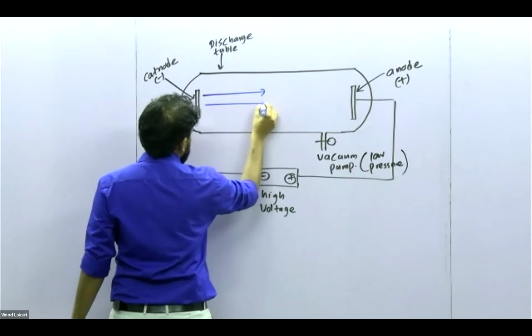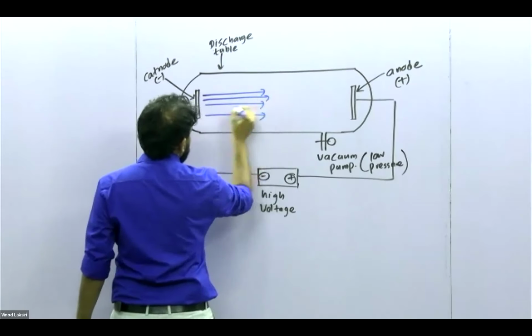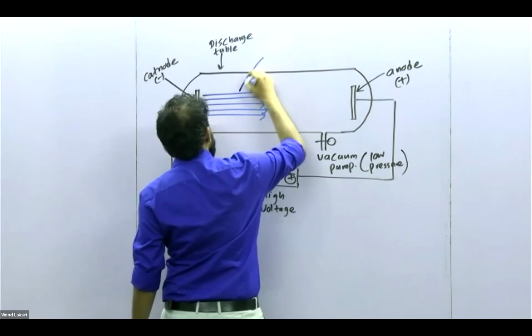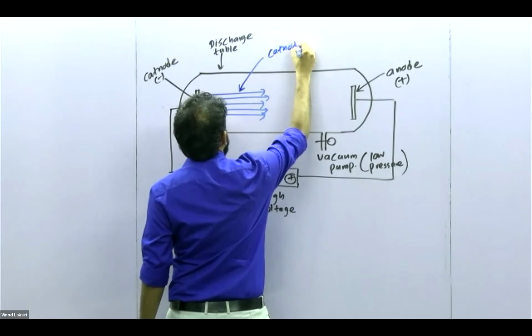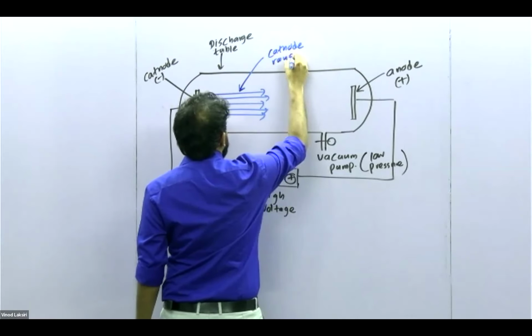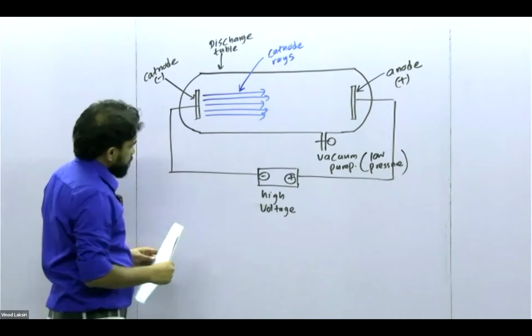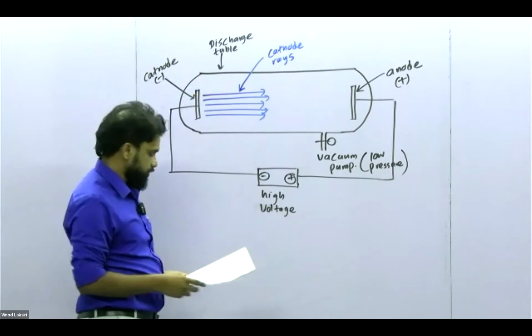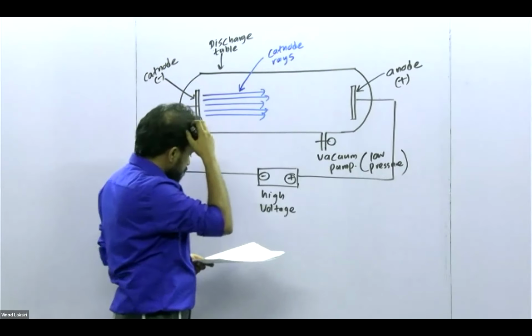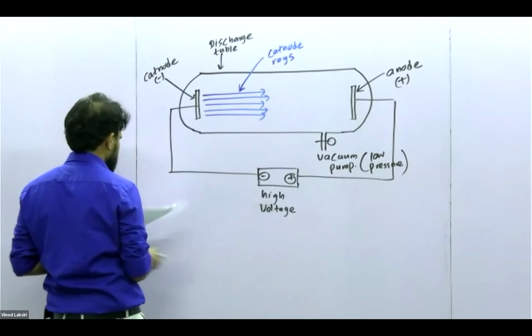Then what they observe is that radiation is emitted from cathode to anode. This radiation is emitted from the cathode. Therefore, this is known as cathode rays. So in this experimental setup, he observed the formation of some radiation. It is known as cathode rays, right?